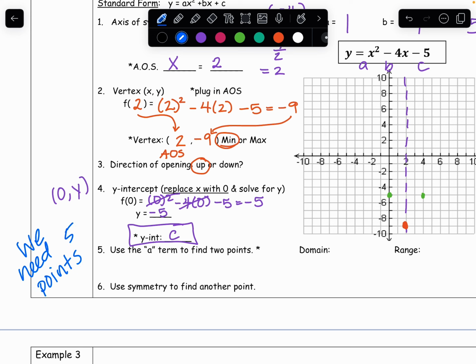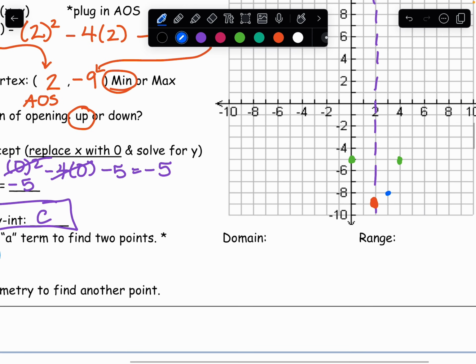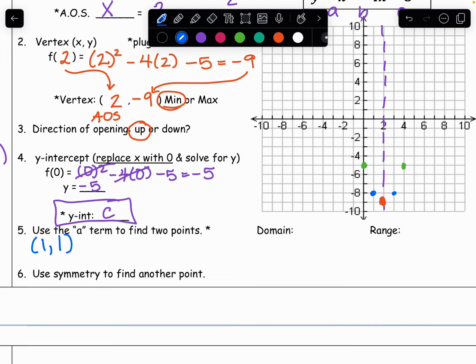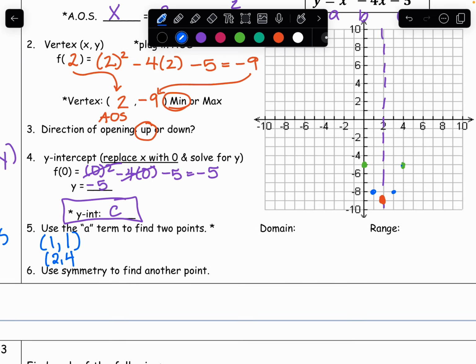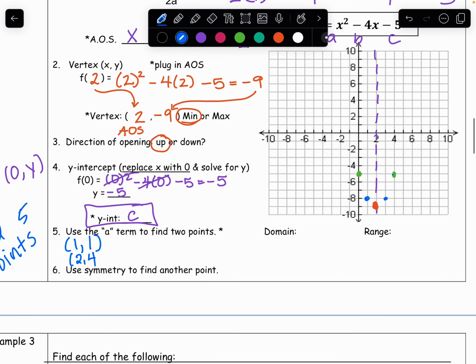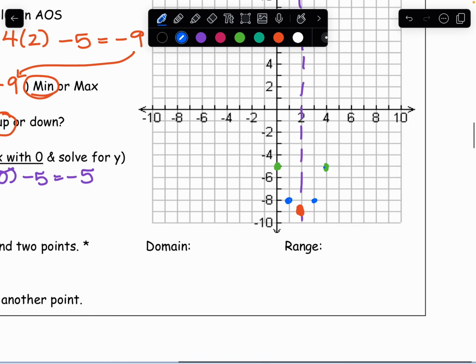So what we're going to do is use our a value to get more points. Since our a value is 1, I'm just going to go over 1, up 1, and reflect it over. You can use our other one, which is 2 comma 4. Well, if you notice, that is our y-intercept, so it's kind of nice. And that's what that asterisk is there for: sometimes your y-intercept will be one of your points. And then we're going to connect them together.